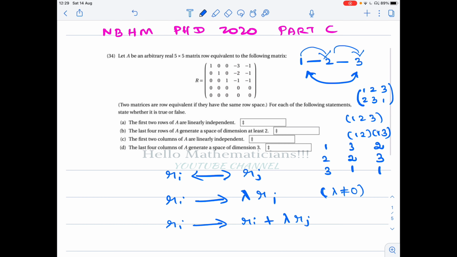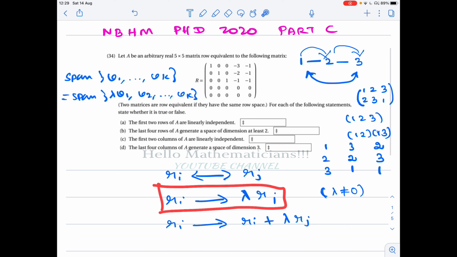That is because the span of vectors v1, etc., vk is equal to the span when I multiply one vector by lambda, keeping the other vectors as they are. So this will not change the span: span of v1, v2, etc., vk equals span of lambda times v1, comma v2, etc., vk. That is the reason this operation doesn't change the row space.